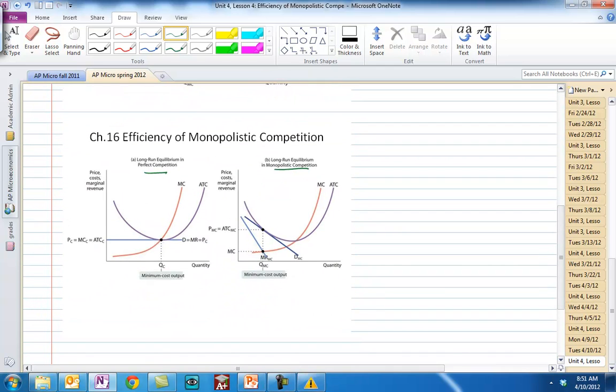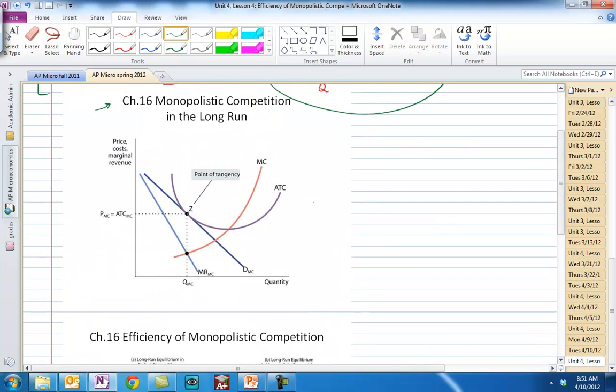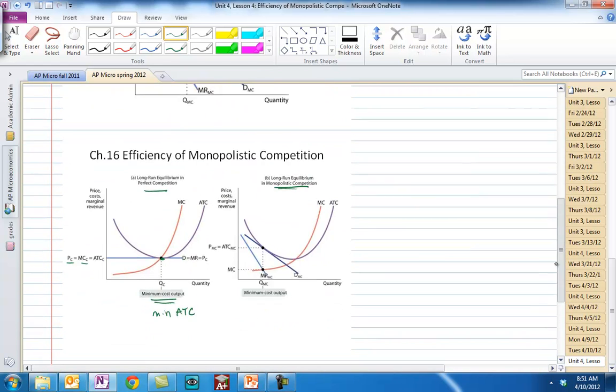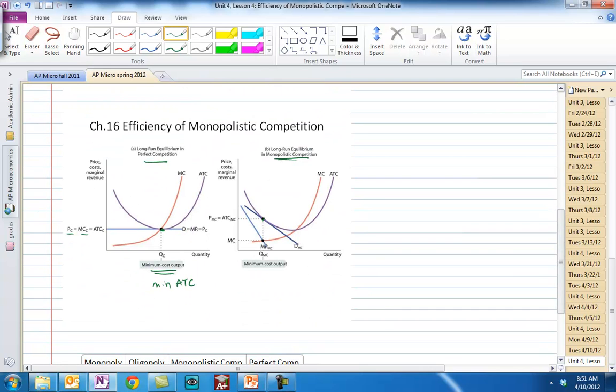And again, in perfect competition, we're at this point where we're both allocatively and productively efficient, producing at the minimum cost output, minimum ATC. So that means they're productively efficient, and we're allocatively efficient because we're producing where the price is equal to the marginal cost of production. However, if an industry is monopolistically competitive, then we've got this graph, which is again a copy of this graph here. In long-run equilibrium, we're producing where ATC is tangent to the demand curve. Firms are breaking even.